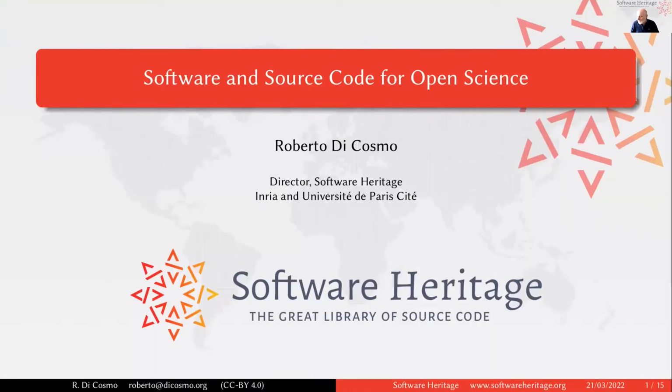Today, the idea is to spend a little bit of time on one pillar of open science, which is really important, which is software, and particularly software source code: how software is developed, how it is used, and what we need to actually handle it properly in a framework of open science.